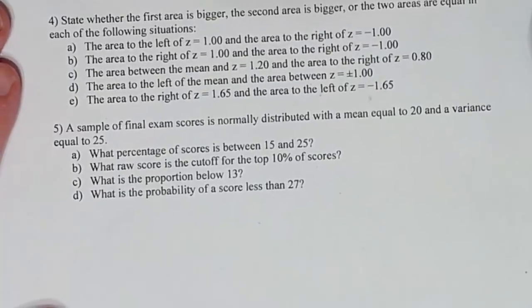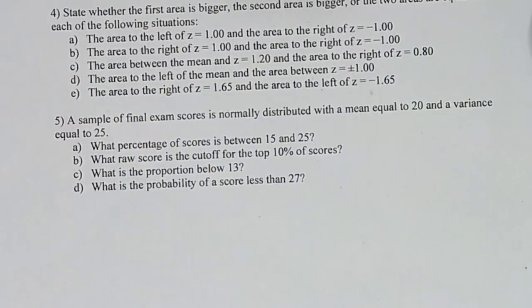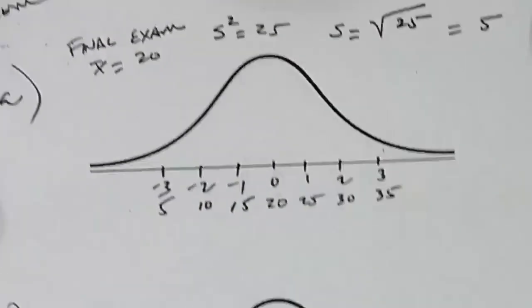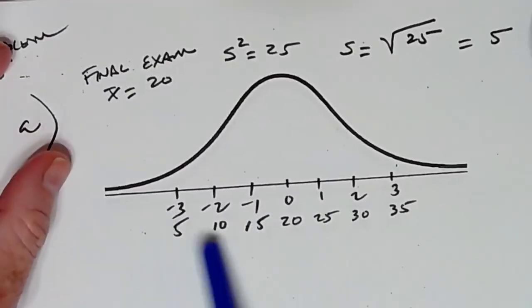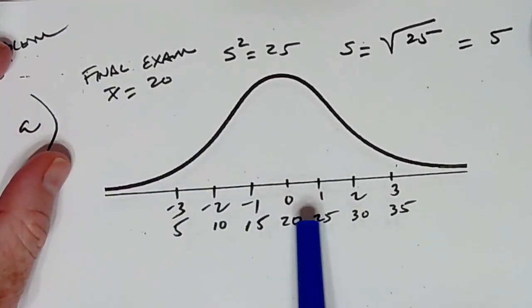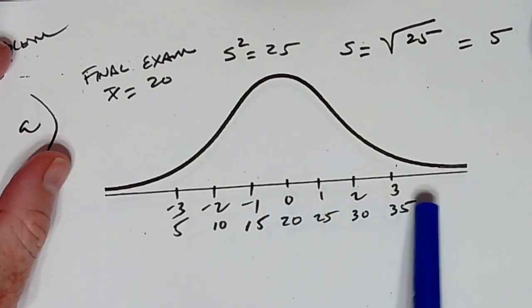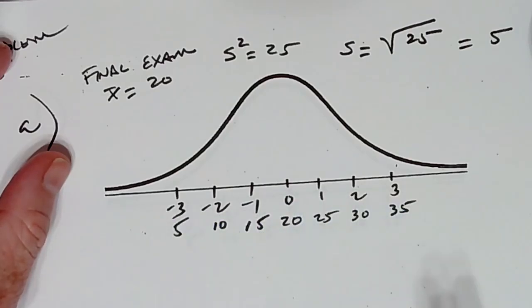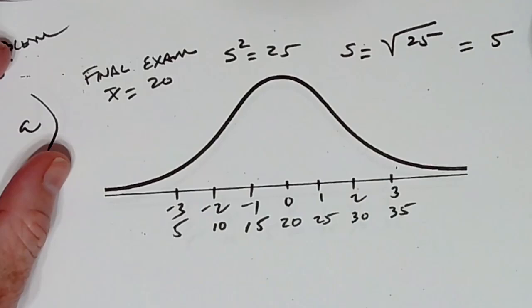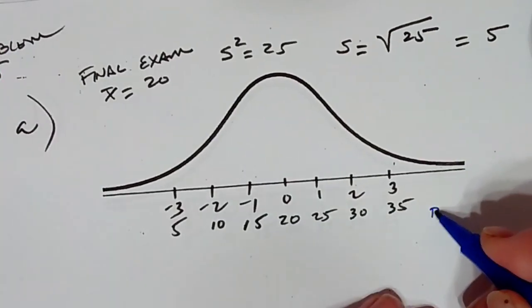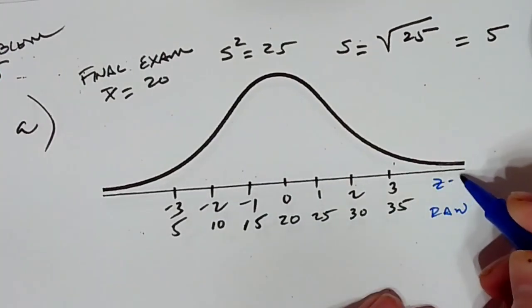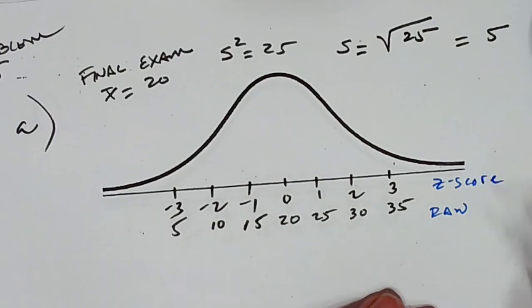A sample of final exam scores is normally distributed with a mean equal to 20 and a variance equal to 25. Now we're moving into the next phase from class, where we set up our graphic so that the top is 0, 1, 2, 3, negative 1, negative 2, and negative 3. But now we're going to put below that the raw score values. You can even label it raw and Z, so you keep it straight.